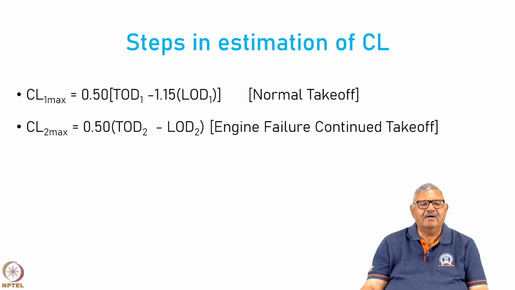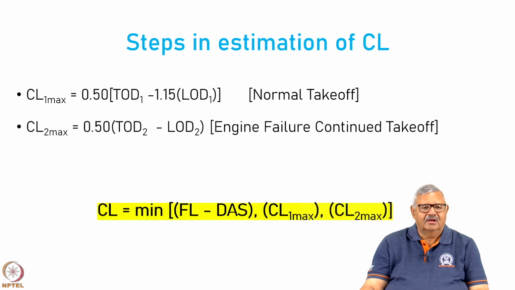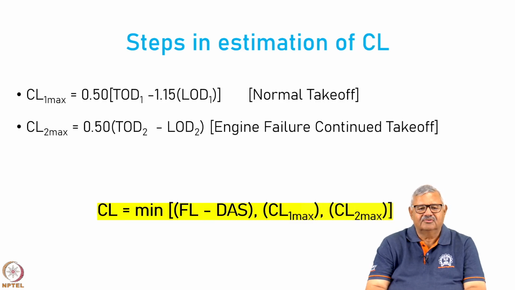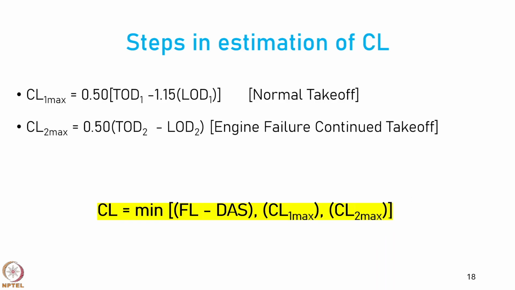The CL2 max, similarly for the engine failure but continued takeoff case, is the TOD2 minus the LOD. Here you can notice there is no margin of 15% given. The third one is the field length minus the accelerated stop distance. We calculate all these 3 parameters and then take the minimum of those 3 as the clearway required.